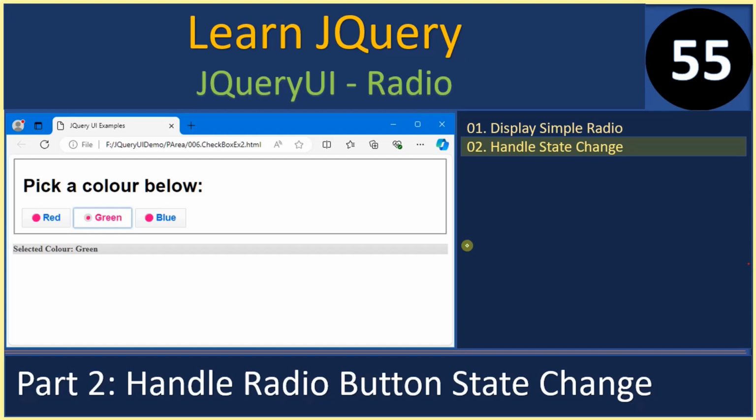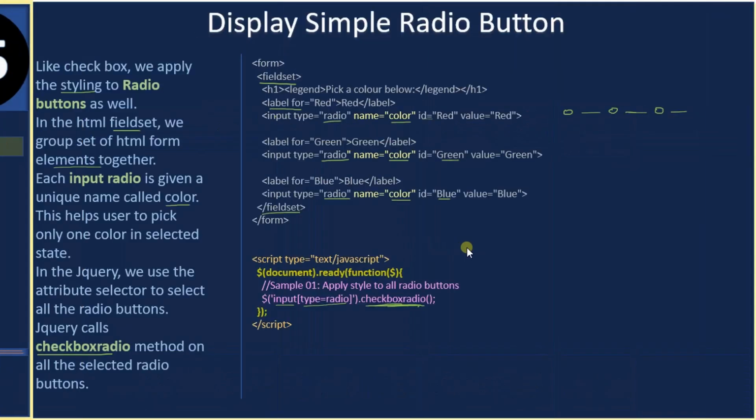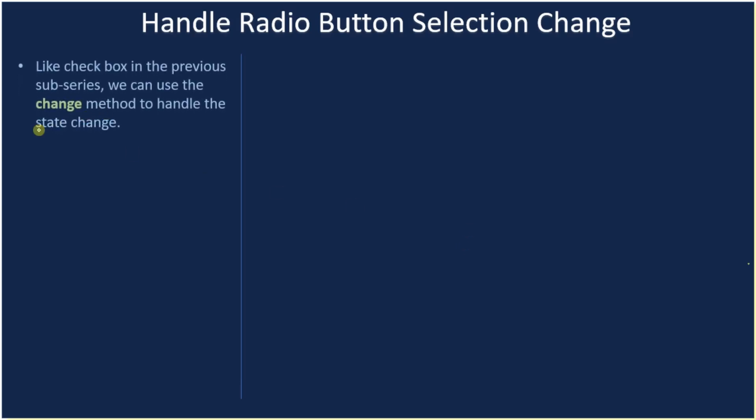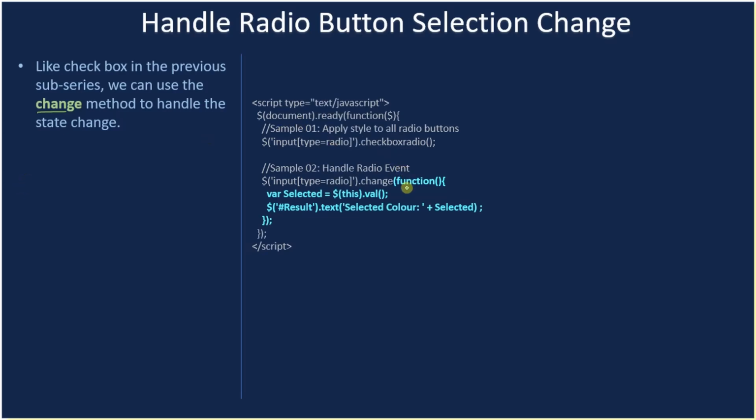In this video we will see how to handle the radio button state change event. Like checkbox in the previous subseries, we can use the change method to handle the state change event. So if you see in the jQuery side, we are making use of $this, and then we are writing the code, and here you can see for the radio button we are making a call to the change method.